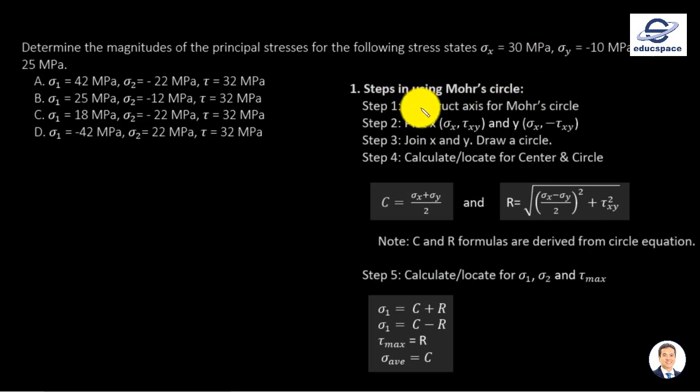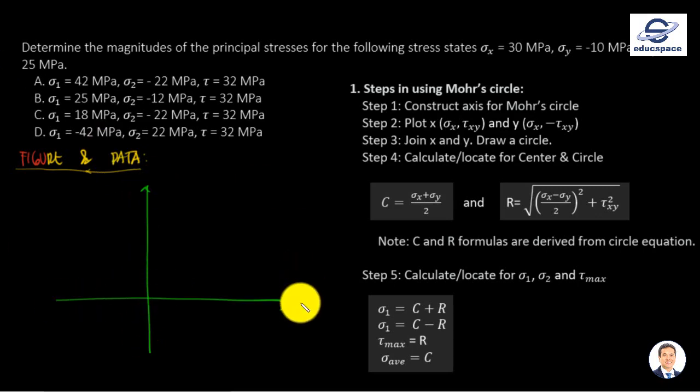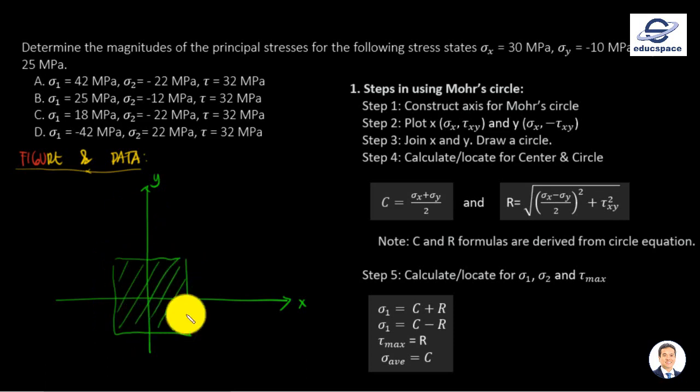So, let's start. Step number 1 is to construct the axis for Mohr's circle. So, let's first draw figure and data. Figure and data. Alright. So, lagay muna natin yung ating mga stress element on X and Y axis. So, this one is X and this one is Y. So, pagka nalagay natin yung ating stress element dito sa plane na yan, okay, this one is represented by tension. That is stress element on the x-axis, 30 megapascal.